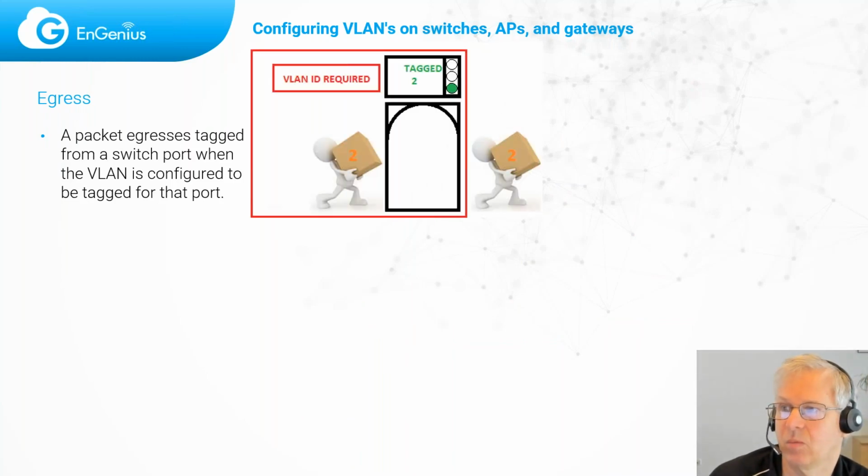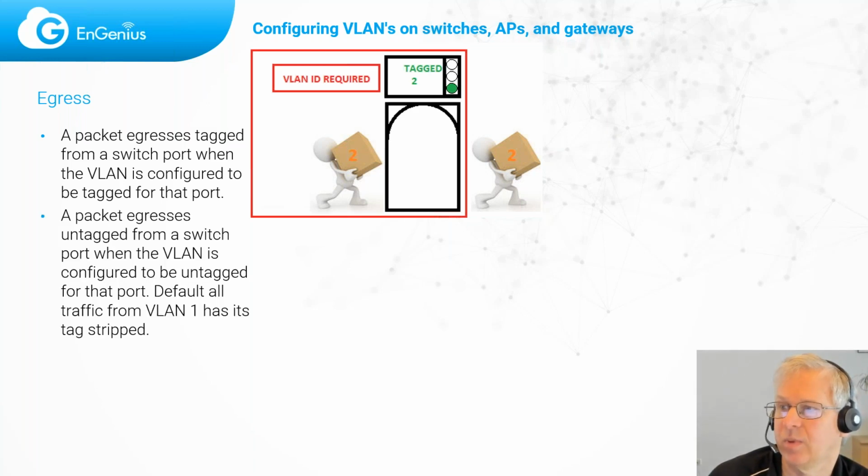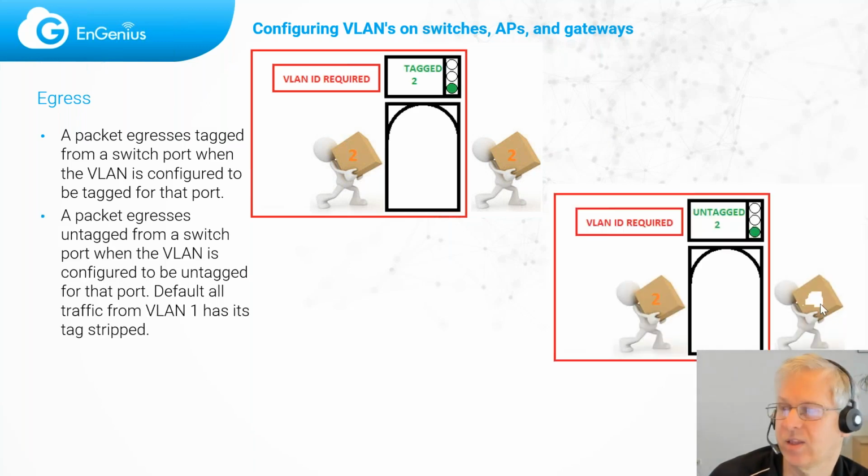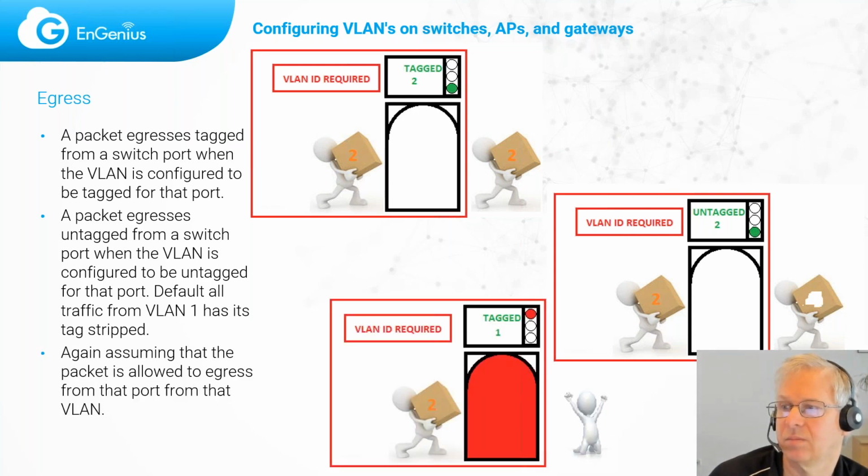Egress is for exiting packets. It's the same thing, more or less. It is either tagged inside the switch and then outside the switch going out it's still tagged, or it can be untagged, so the tag will be stripped. And again, it is assuming that it is allowed. So if it has a VLAN 2, but only VLAN 1 is allowed to exit tagged, then the packet will not be allowed to leave.